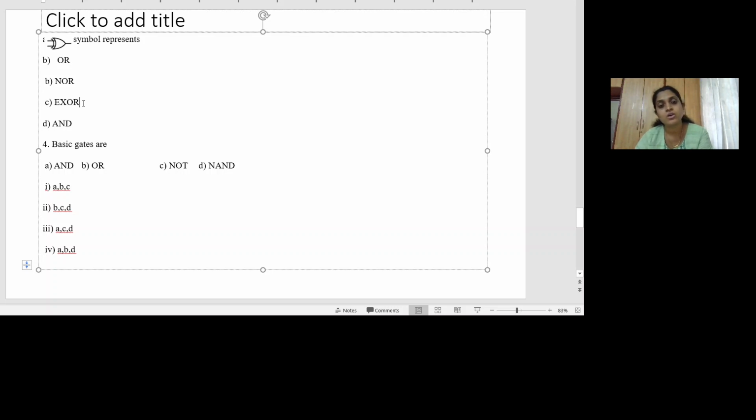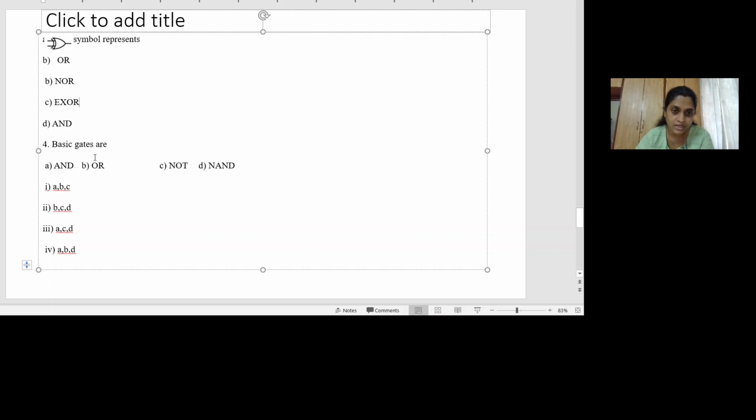Alternately, this XOR operation can also be written as y equal to A bar B plus A B bar. So plus indicates it's an OR operation. Dot is AND operation. Plus indicates OR operation. Let's move on to the next question, which is about the basic gates.